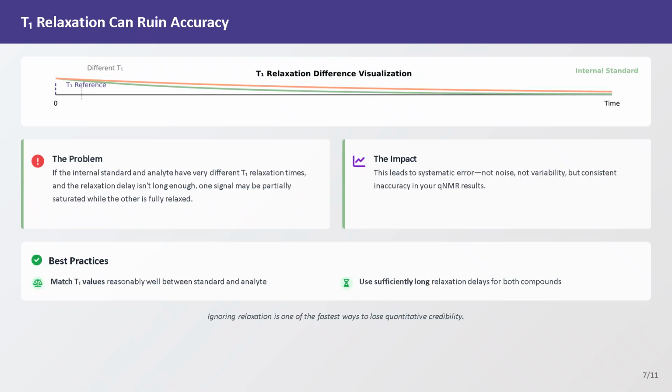Here's a factor that ruins many otherwise good qNMR experiments: T1 relaxation. If your analyte and internal standard have very different T1 values, and your relaxation delay is too short, one signal may be fully relaxed, while the other is partially saturated. That doesn't create noise, it creates systematic error. Best practice? Measure T1 values early and use sufficiently long relaxation delays. Ignoring relaxation is one of the fastest ways to lose quantitative credibility.